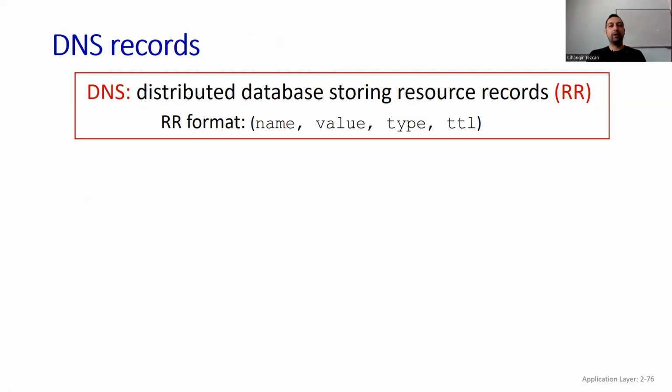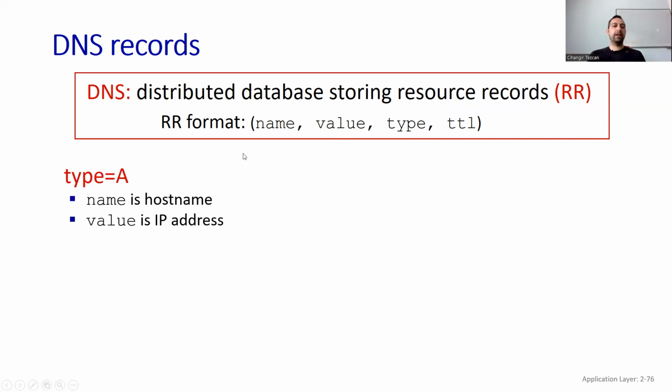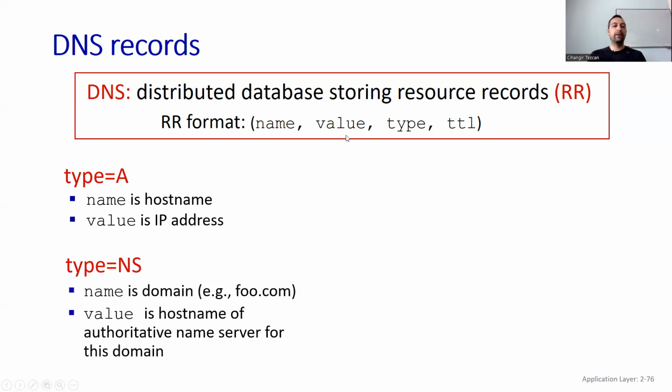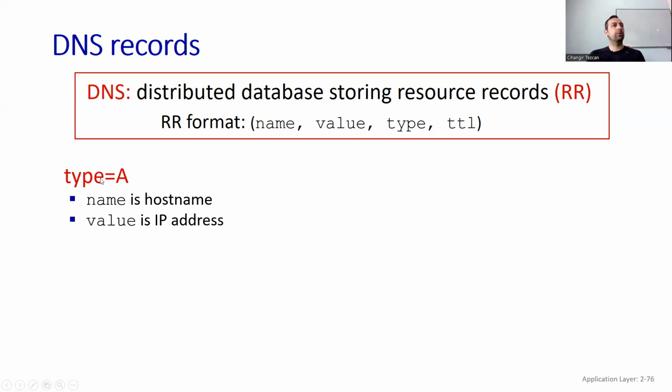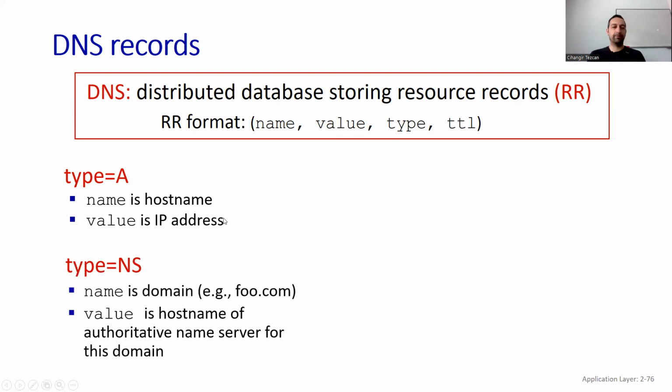Okay. So let's look at what kind of records these servers are actually recording. It is a distributed database storing resource records, shortened as RR. The RR format is just 4 values: name, value, type, and TTL. If the type is A, then the name is the host name and the value is the IP address. As you can see, this is the basic type of record that you keep. So you map the host name to the IP address. If the type is NS, the name is a domain, like foo.com.